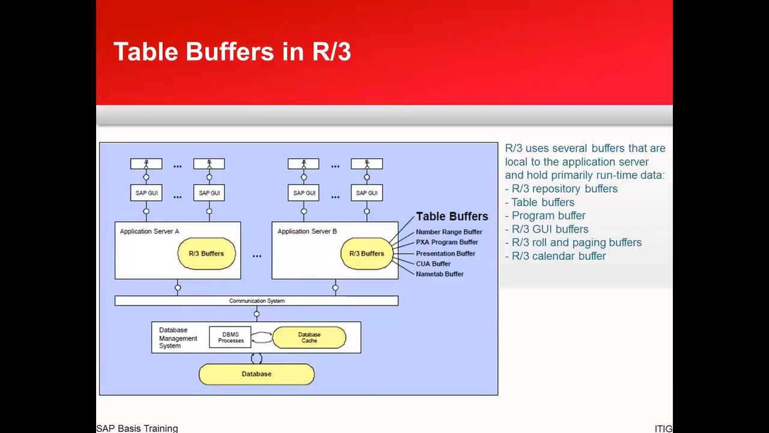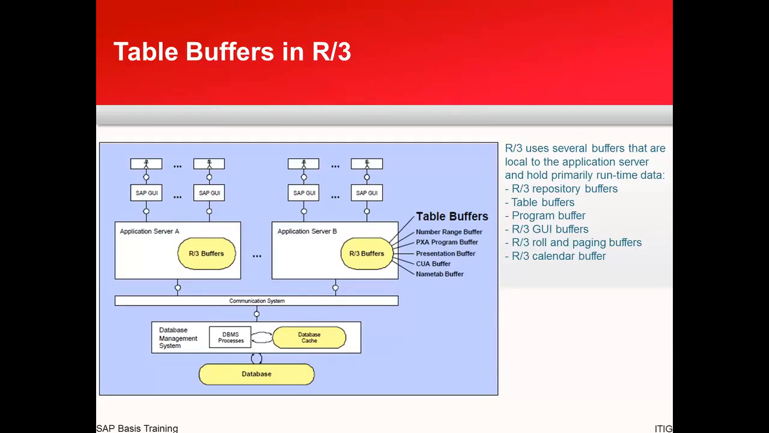Basically, SAP uses several buffers that are local to the application server and hold primarily runtime data: the R3 repository buffers, the table buffers, the program buffers, the R3 GUI buffer, the R3 role and paging buffer, and the R3 calendar buffer. We will go through them in detail in the system. We'll log into the system and see where to find these buffers and what information is stored in them.